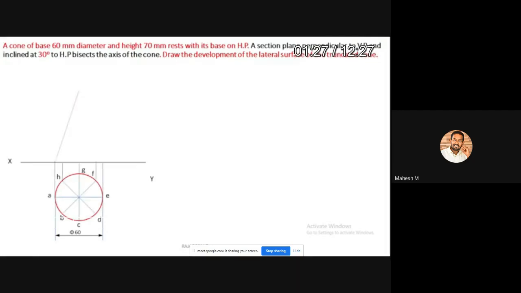Okay, so you can create a reference line. Then you can create a circle with a diameter of 60 mm. Then you can divide the circle into 8 equal parts, and also you can project all the points towards your front view. Then you can create a triangle as a front view, similar to our previous diagram.